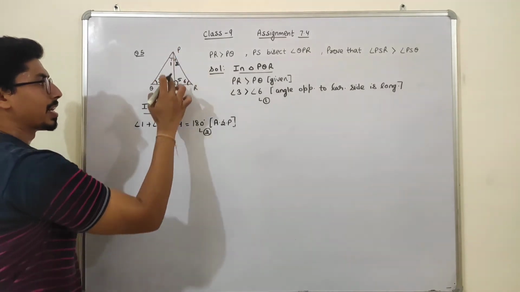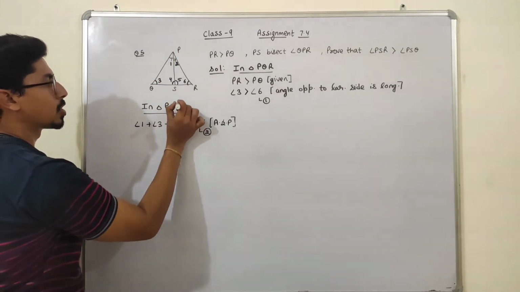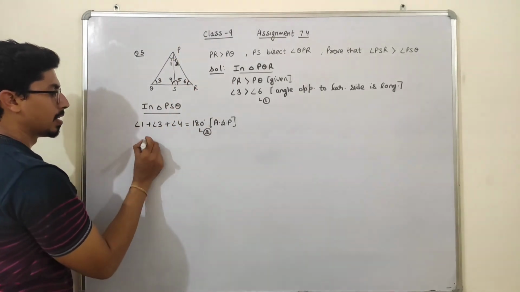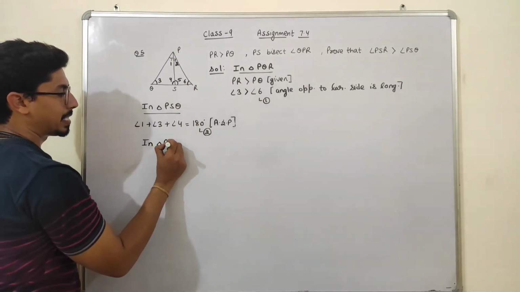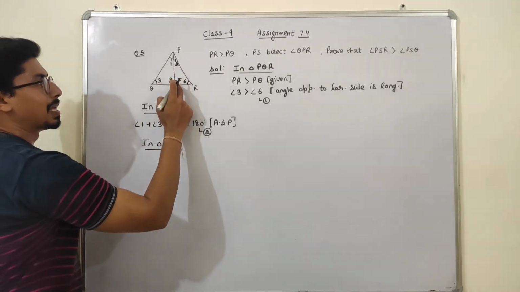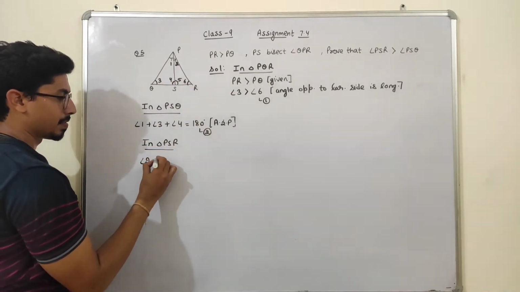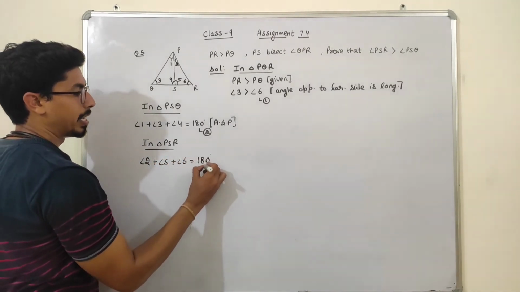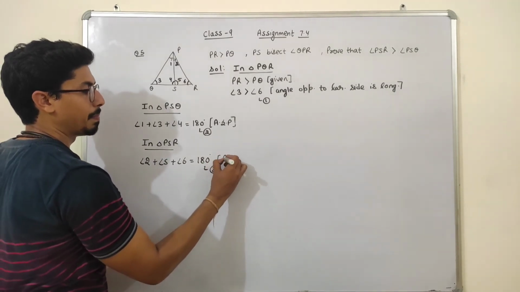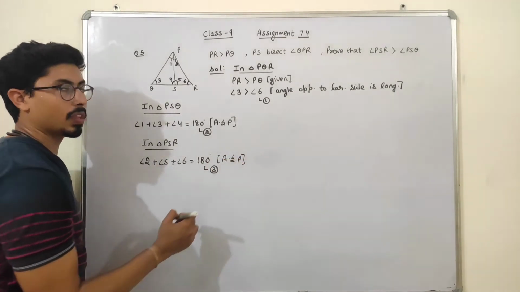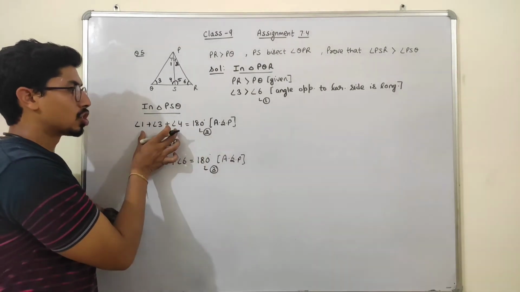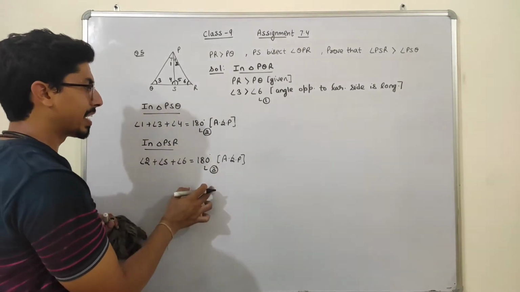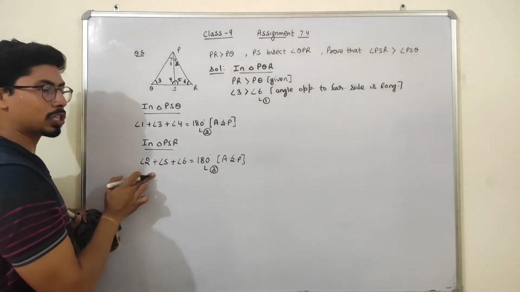Similarly, take this triangle, this is the triangle PSQ. In triangle PSQ, angle 2 plus angle 5 plus angle 6 is 180 degrees. Name this as equation number 3, and the reason is the same, angle sum property. So from equations 2 and 3, the sum of these 3 is 180, and the sum of these 3 is 180.